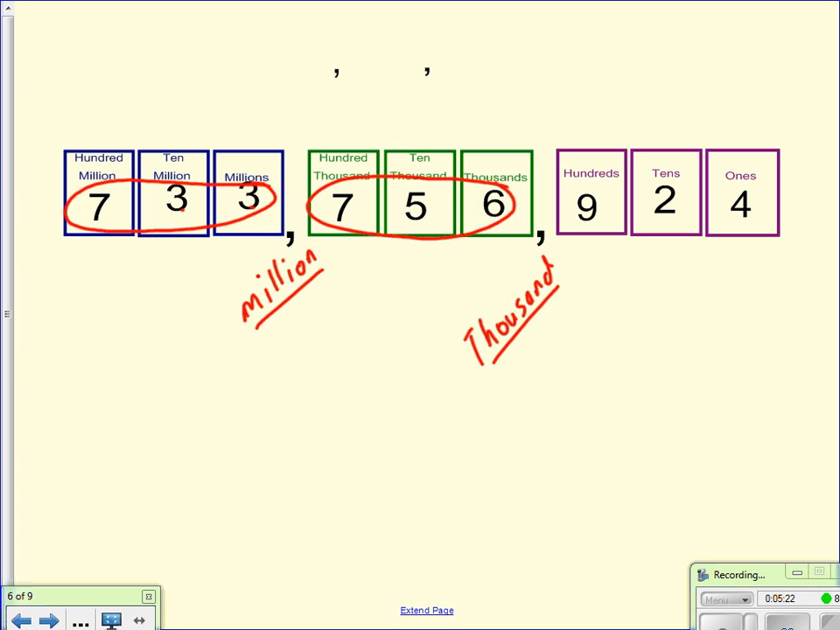756,924. So you see, being able to read the number helps you identify the place values as well. There, it's 3, which is in the tens million. That'd be a 30 million. A 3 in a tens column would be 30.